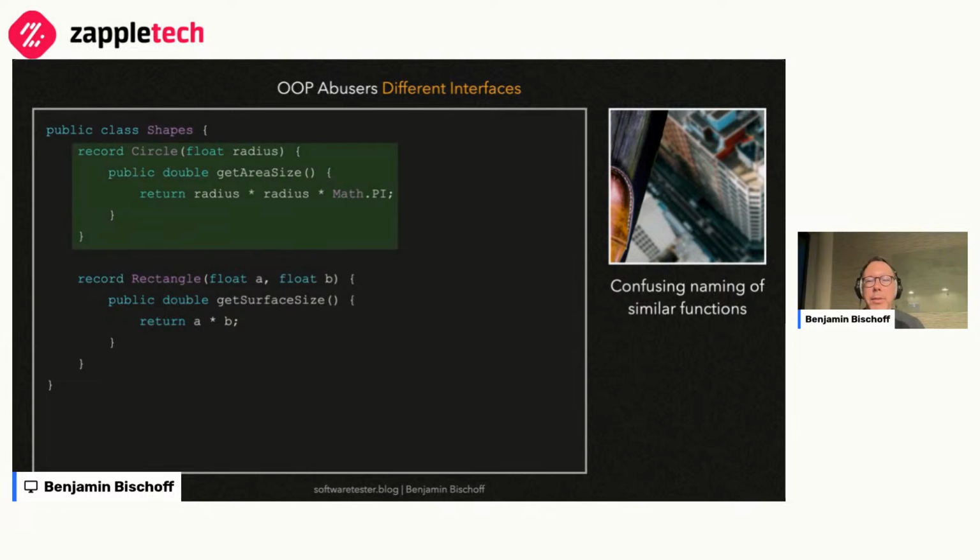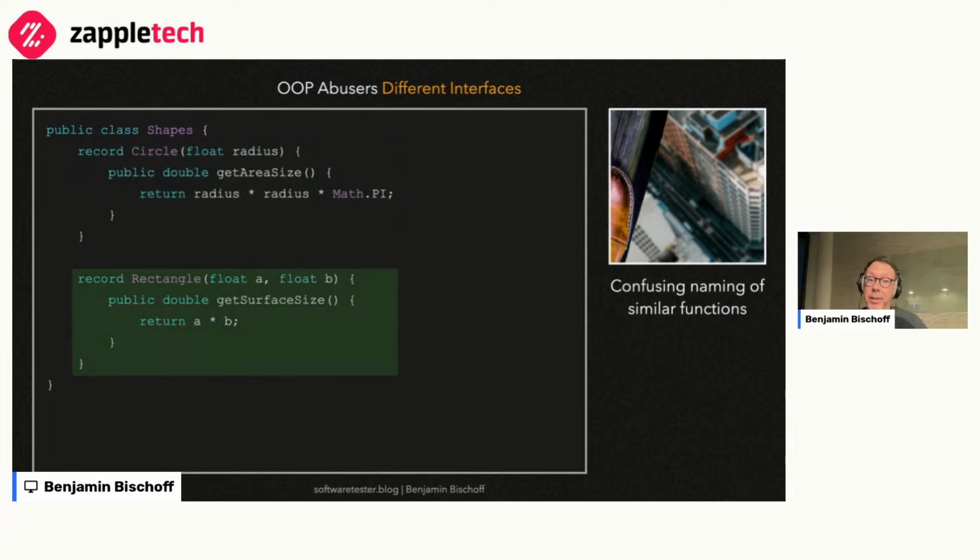So here is a circle. We will get back to our friend the rectangle in a few seconds. This circle has a radius and it has a get area size method. And this calculates the area size of the circle. We don't have to go into detail of how to do that. The thing that is important here is the method name get area size.